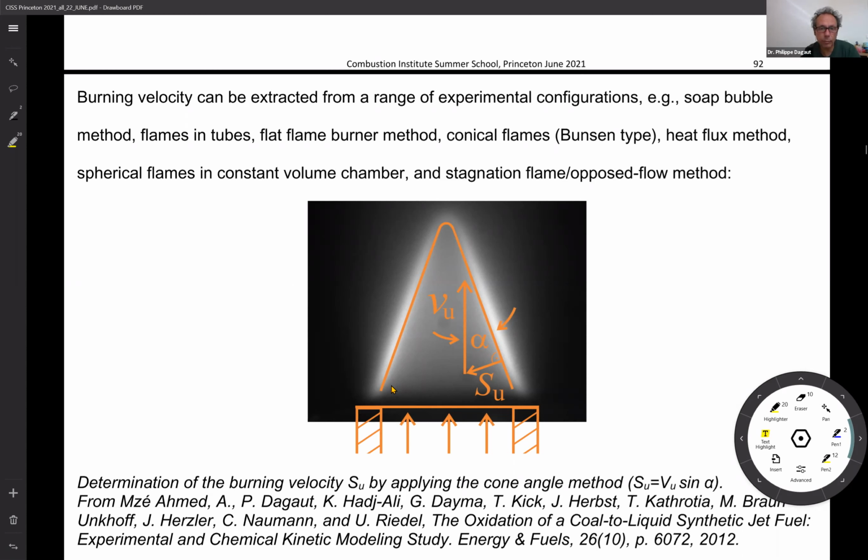So this is an example of a Bunsen flame where the flame speed is obtained by the so-called cone-angle method, according to this equation here. So this is certainly not the most sophisticated method, but for some fuels, it is still useful.